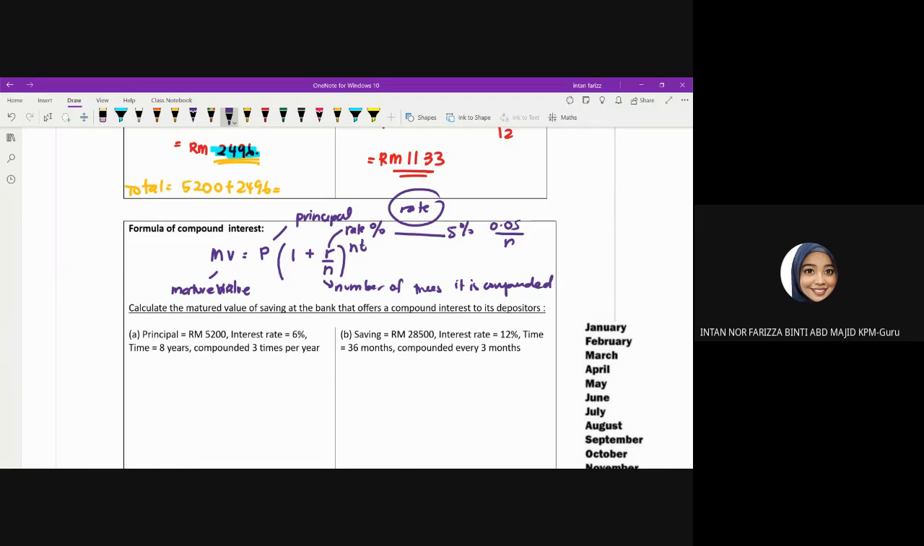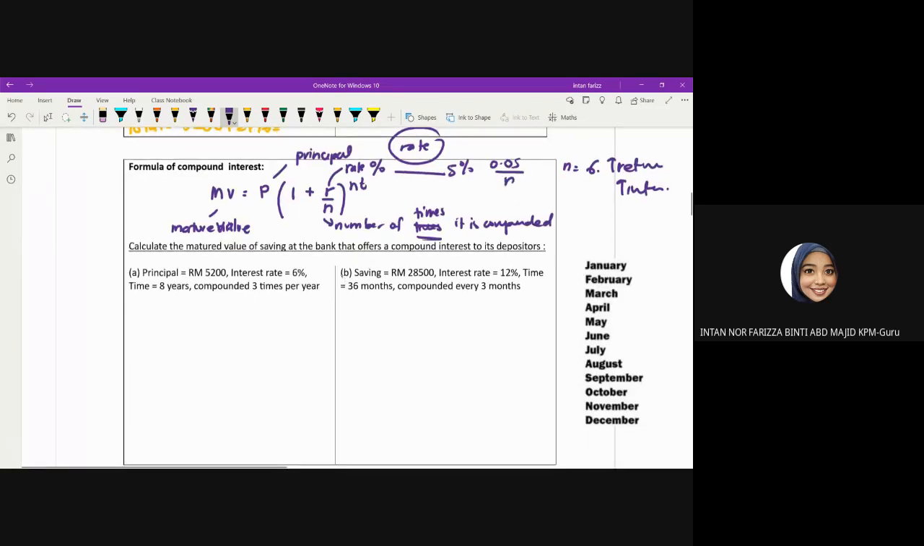The higher the value of N, the better. If we compare N equals 2 and N equals 6, the higher the N, you will get a higher return. You get more interest compared to N equals 2. So this N on the top here for the power, same thing. It is the number of times. What is this? Number of times. Aduh, cannot read my handwriting. So again, this N is the number of times it is compounded and this T is time in years. Okay, all right.